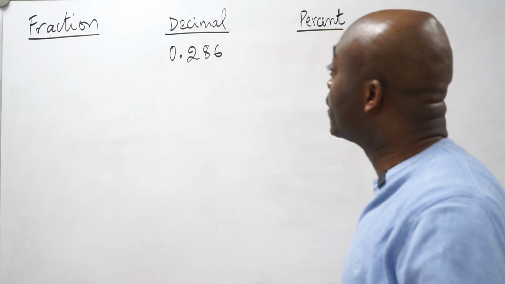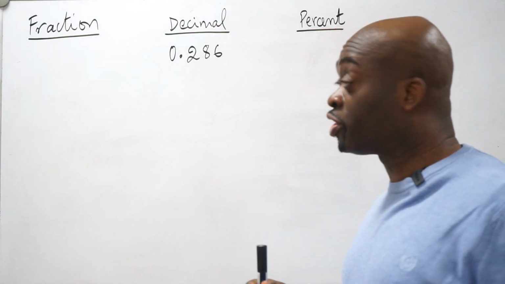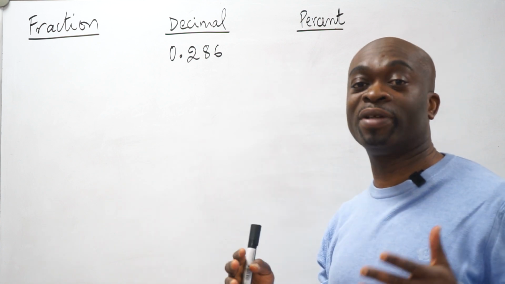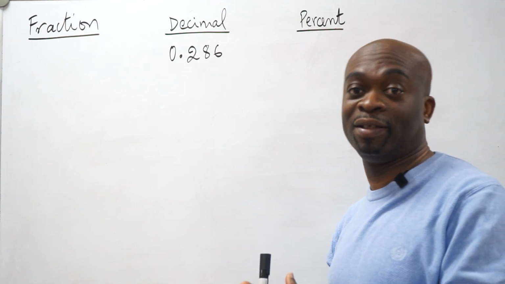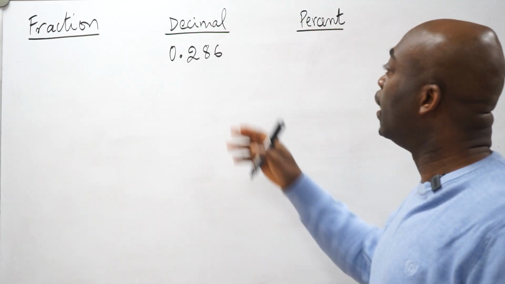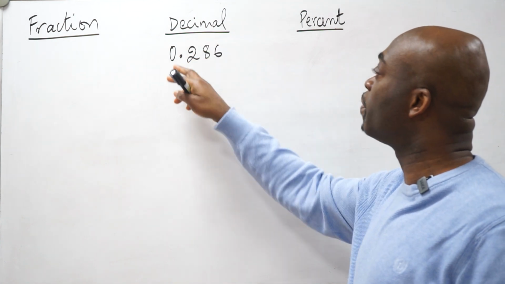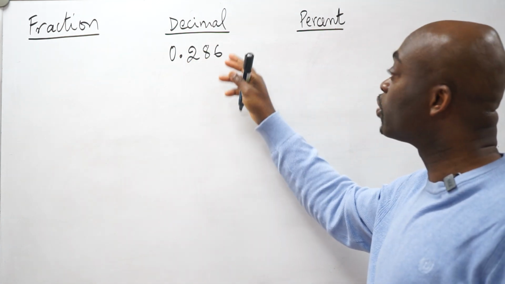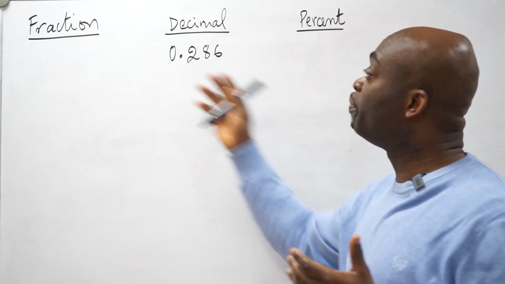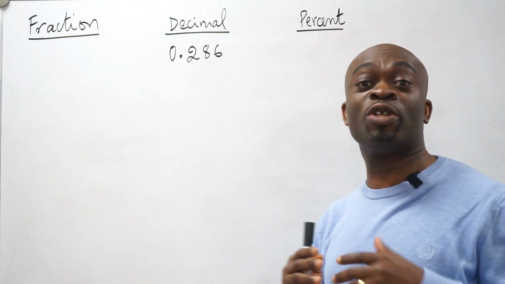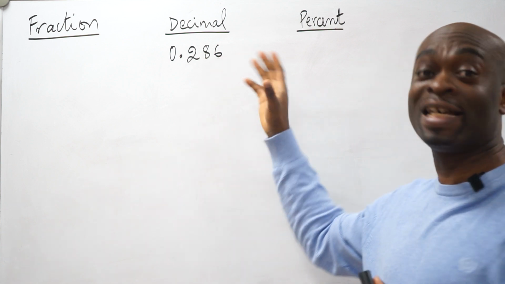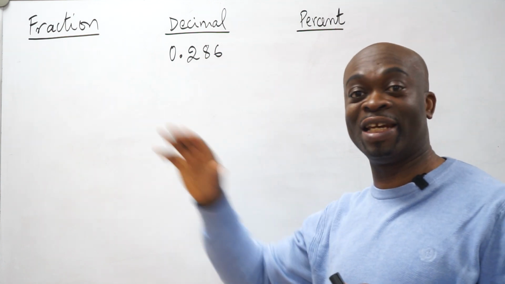All right, guys, so we're talking today about how we do conversions between fractions, decimals, and percents, because remember, this is something that we use every single day. Now here we have a decimal number, which is 0.286. Between these, you always have to find out which one is easier. Let's say you are on the test, whichever is faster for you, that's the one you do first, and then you go for the next one.